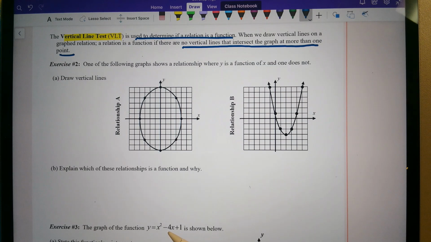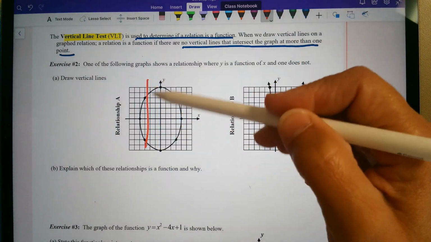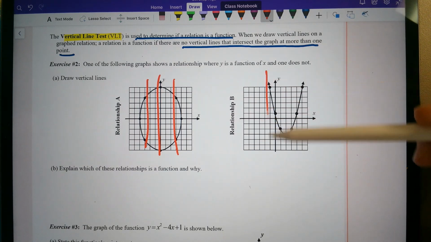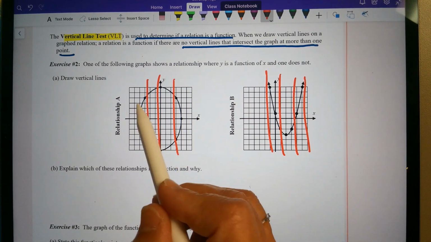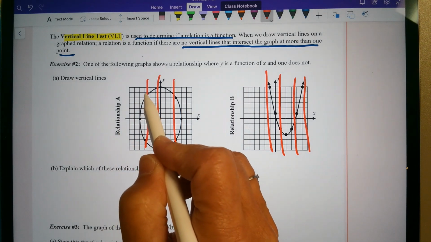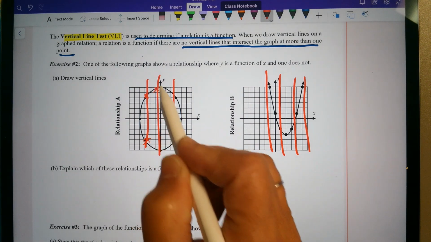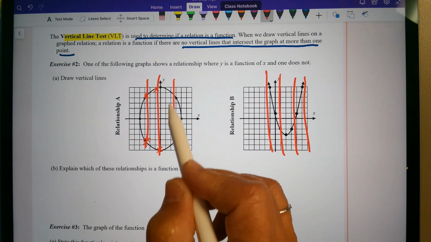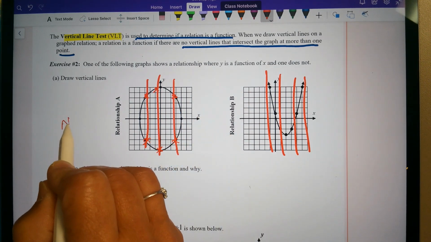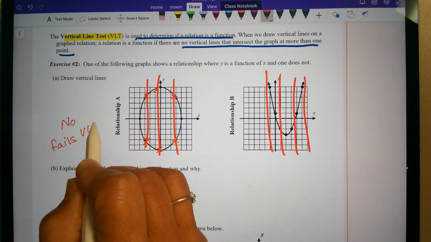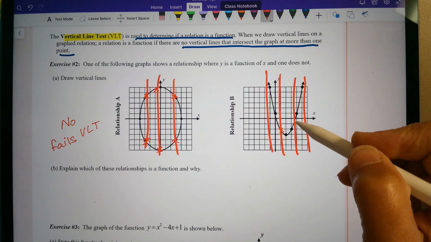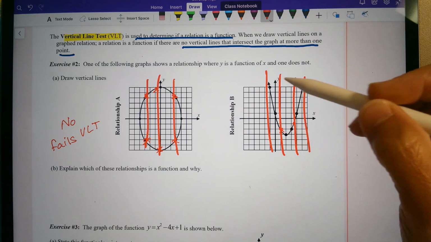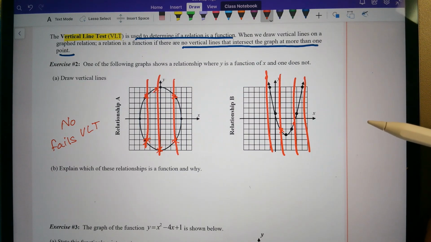Exercise number 2, one of the following graphs shows a relationship where y is a function of x and one does not. Draw vertical lines. Explain which of these relationships is a function and why. Okay, well, is relationship A a function? No, because the vertical lines we draw here intersected the relation at more than one point. Fails the vertical line test. Relationship B is a function because each one of these vertical lines crosses the graphed relation at only one point.